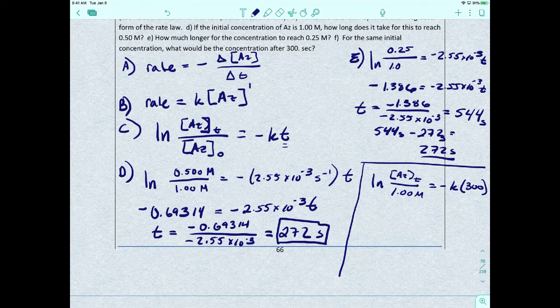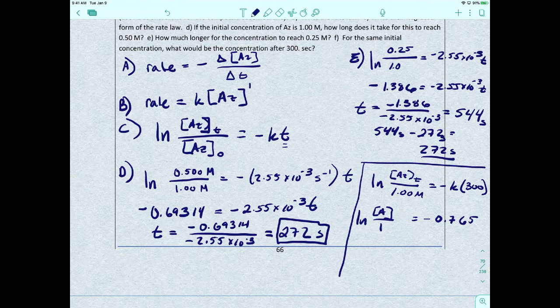So what we need to do, let's get the negative kt part. Let's get the right-hand side figured out. So 300 times k, which is 2.55 times 10 to the minus third, that should give us negative 0.765 on the right-hand side. And so it's going to be the natural log of the concentration of A divided by 1 molar. All right. So since it's A over 1, anything divided by 1 is going to be that number.